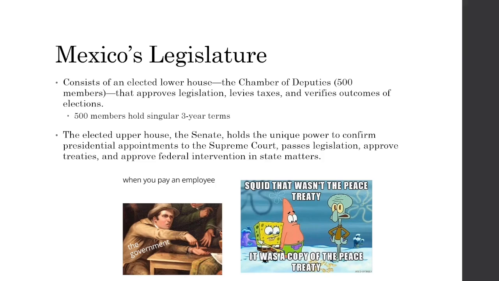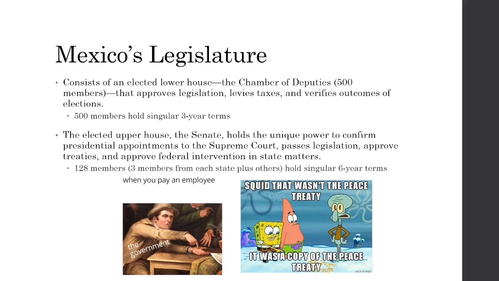The elected upper house, the Senate, holds the unique power to confirm presidential appointments to the Supreme Court. That's very important to know that this is something that the Senate can only do. So the upper house of Mexico can approve of these presidential appointments to the Supreme Court. They can also pass legislation, approve treaties, and approve federal intervention in state matters. So they could approve a federal military intervention to help stop drug cartels.